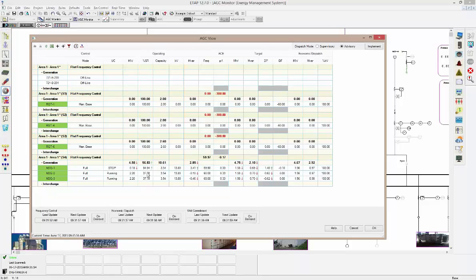And that minimum spinning reserve, again, can be defined inside the control strategy, inside the study case. And the program will make sure that there's a certain minimum spinning reserve maintained at any given point in time. And if it feels that you're going to fall below that minimum spinning reserve, then essentially it will give the command to start another generator if it is available in the system.